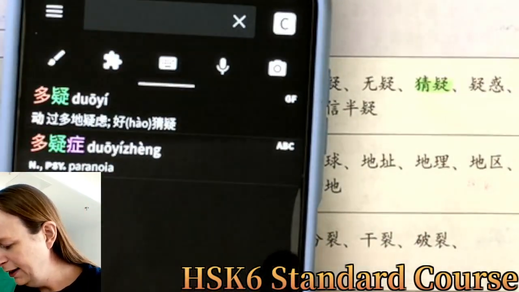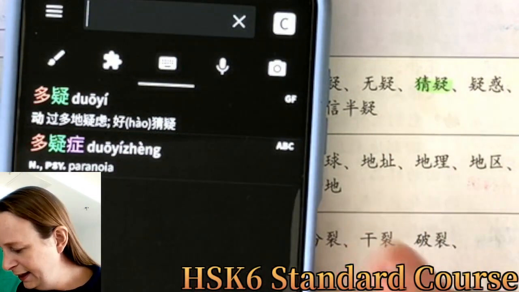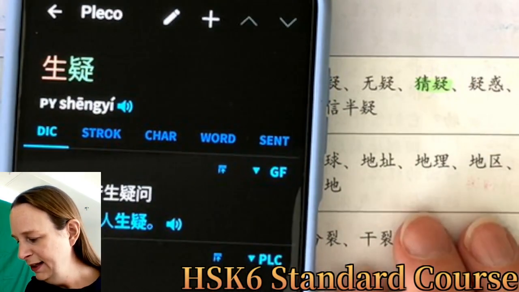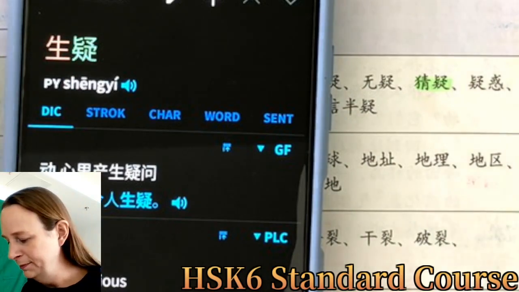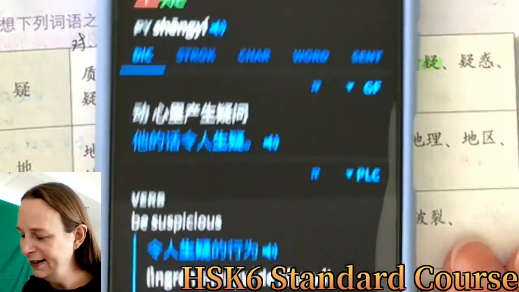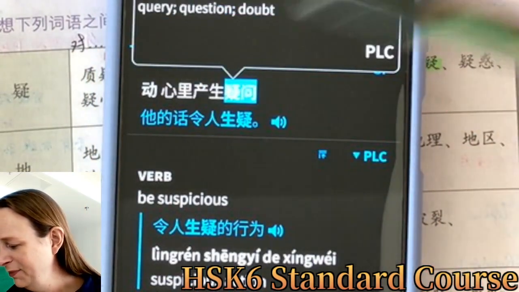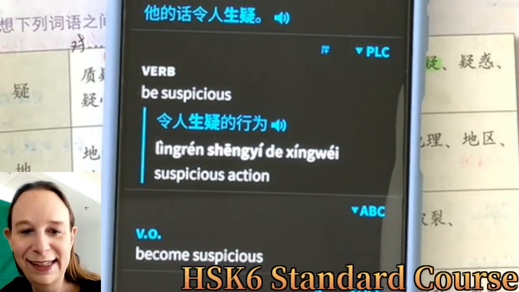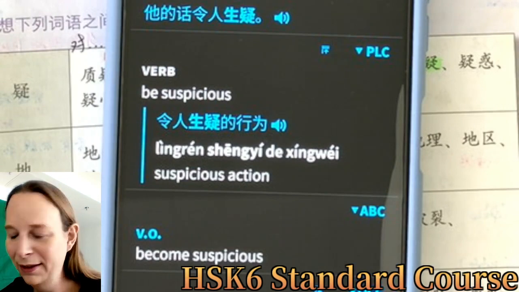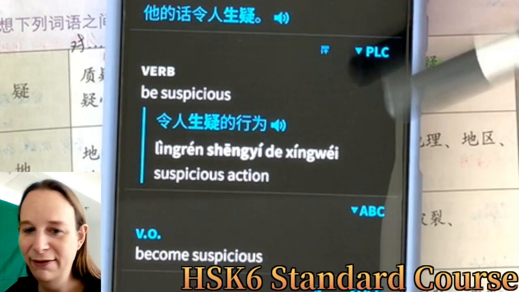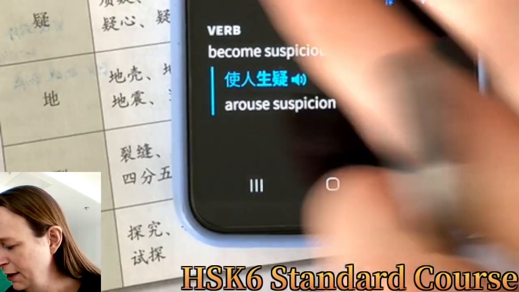Okay, 生疑. 生疑. "心里产生疑问." So this is 生, to produce, 疑, doubt. 疑问, or doubt in the Chinese sense. 令人生疑的行为. So something, an action, which causes people to raise suspicions. 令人生疑.